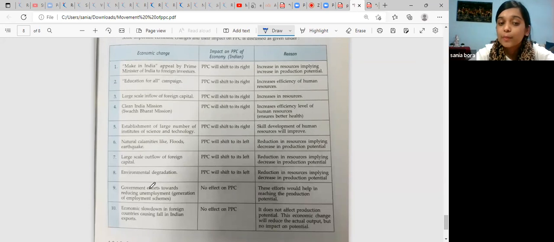No effect: government efforts to reduce unemployment. So the government is making efforts to reduce unemployment. That means you are already not in a good condition, so I am improving your status. My resources or my technology are not being increased or decreased, so no effect. Similarly, economic slowdown and this one are also not going to affect either. You just have to say whether your resources or your technology are being impacted. If nothing is being impacted, that means no effect.